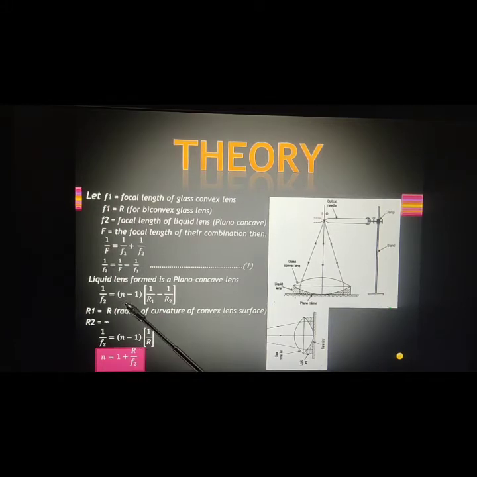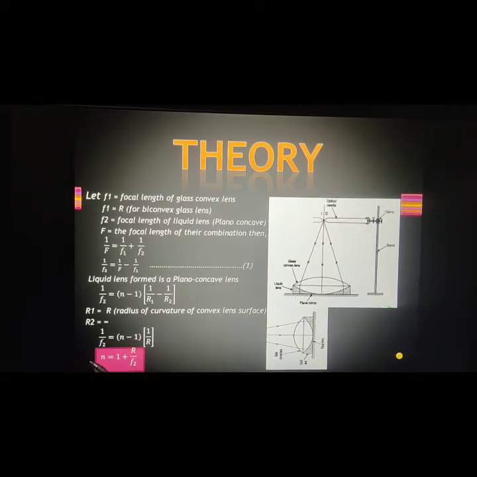Now what is n over here? n is the refractive index of the water, because this is a plano-concave water lens. So n is the refractive index of the water here. So this is our aim, to find the refractive index n using a convex lens and a plane mirror.